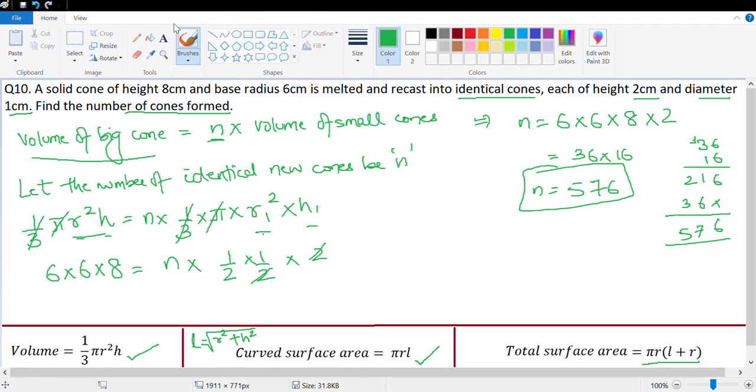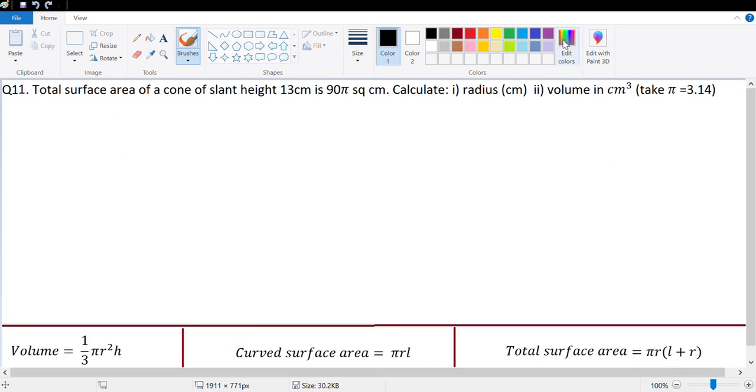Good. Let's look at the next question. The next question that we do is question number 11. Let's read the question. Question 11 says the total surface area of a cone of slant height 13 centimeter is 90 pi square centimeter. So the total surface area, which is given by the formula pi r times L plus r, is given equal to 90 pi.